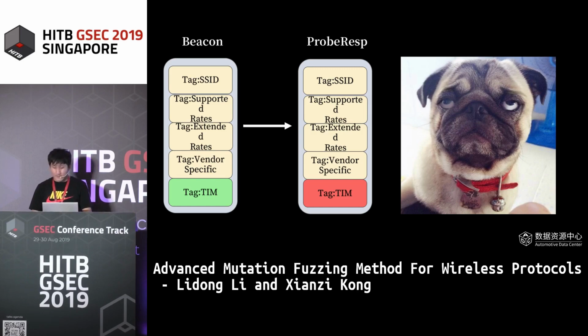The beacon frame contains a TIM tag. The probe response does not. The beacon frame contains QoS capability information elements. The probe response contains the requested information elements that may have been requested by the probe station.